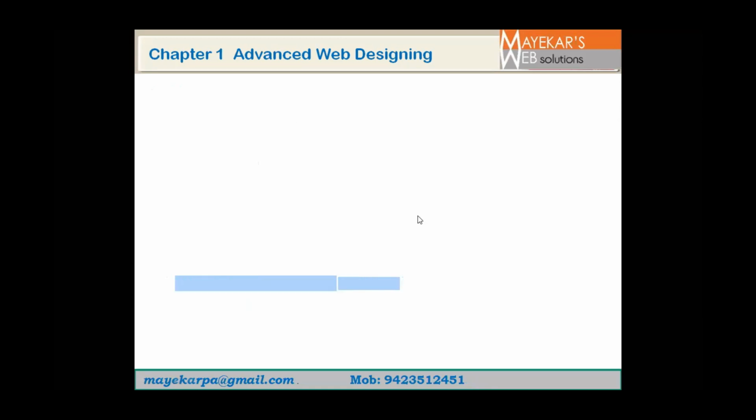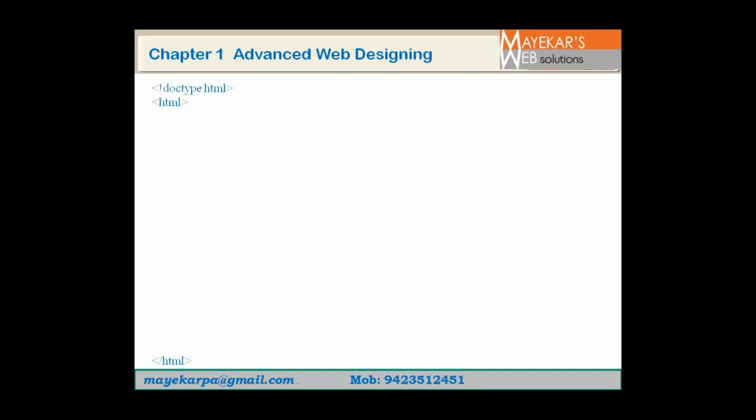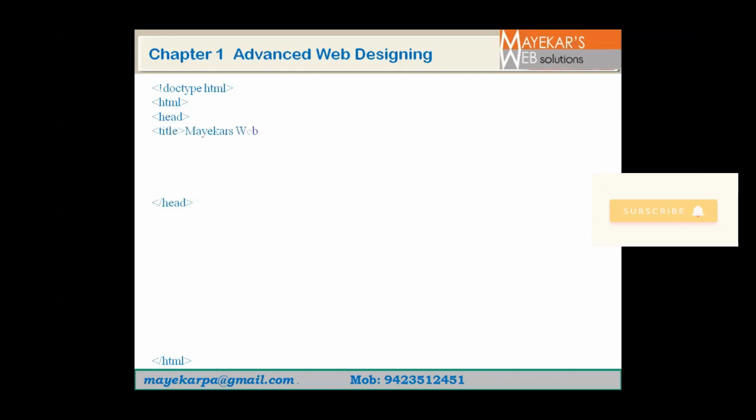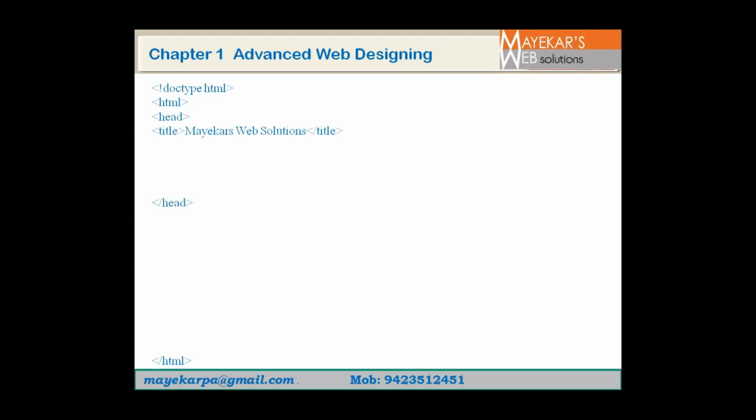Okay, see here. First we start with the doctype. So doctype HTML. Then we start the program with the HTML tag and end the program with slash HTML. Then we start with the head tag, then the closing tag, slash head. Then we start the title tag. We write here Makers Web Solution as a title. We close the title tag, then we start the body tag, then we close that body tag using slash body. So here is the general structure of HTML.